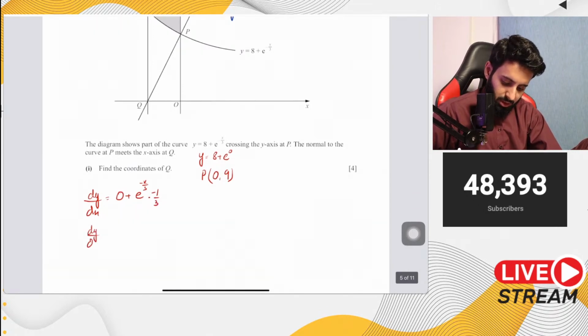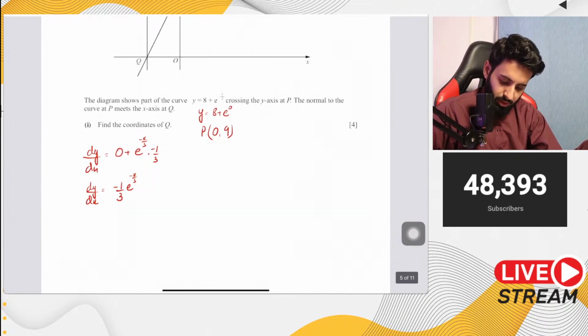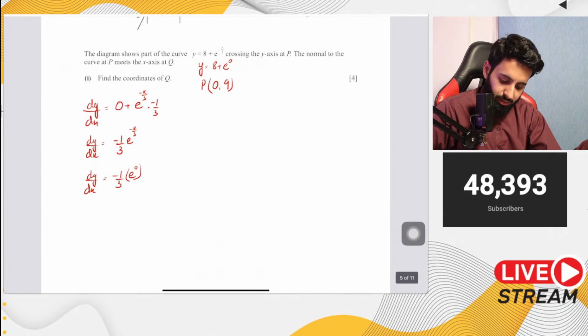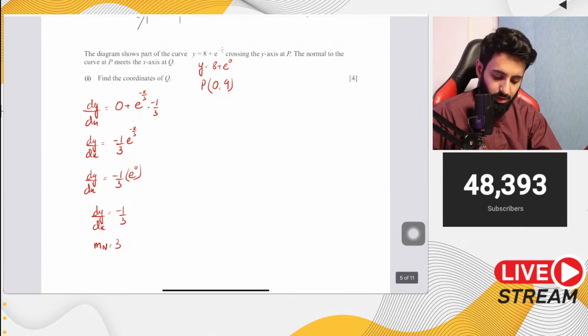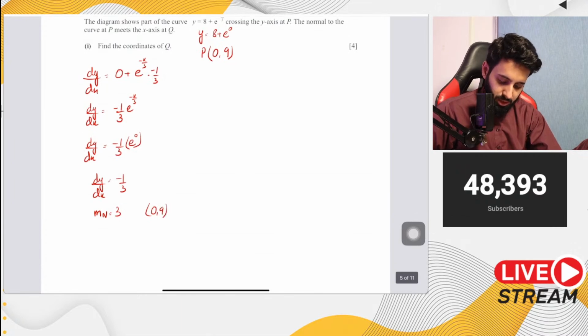So dy by dx is equal to what? Dy by dx is equal to minus 1 upon 3 e to the power minus x upon 3. Now you plug in 0 in place of x. So dy by dx is equal to minus 1 upon 3 into, actually, into e to the power 0. Then you have the gradient of tangent, which is equal to minus 1 upon 3, which means that the gradient of normal is going to be positive 3. Okay, so positive 3 is the gradient of normal, 0 comma 9 is the point through which it's passing.